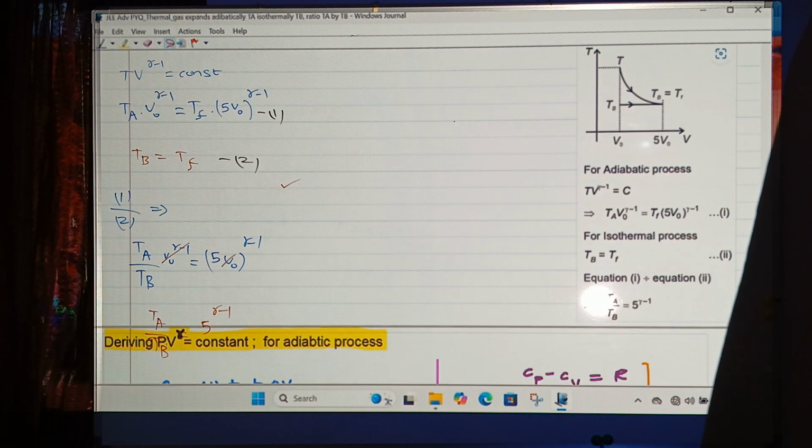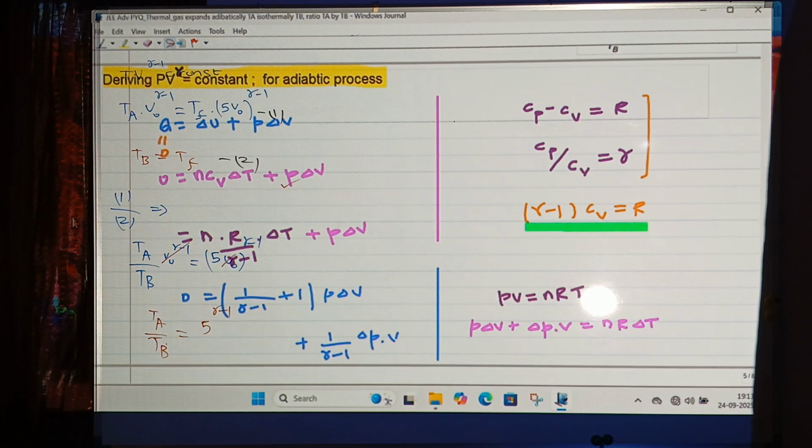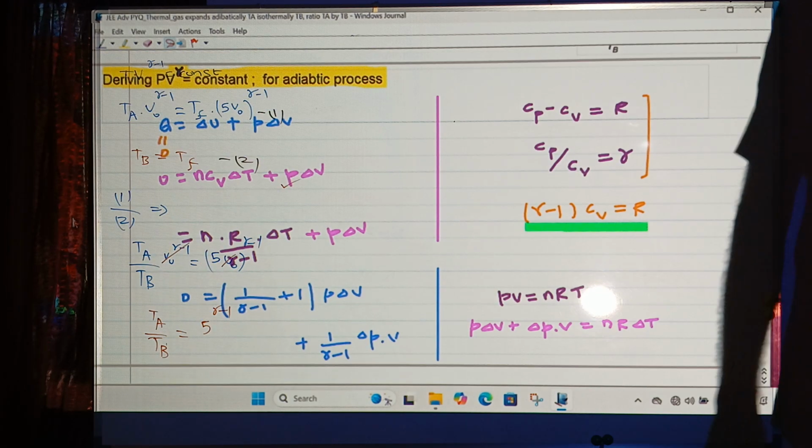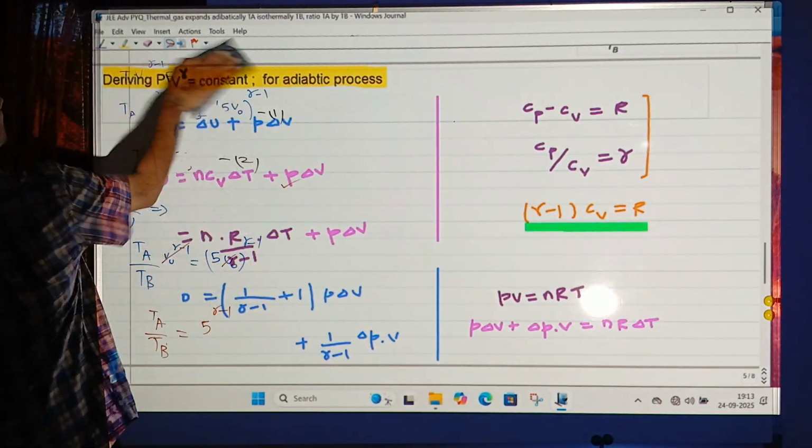So here for adiabatic process, we have this basic relation. This can be proved.